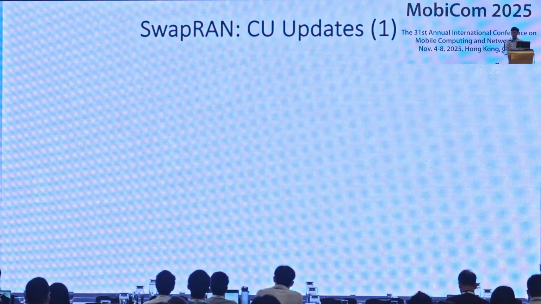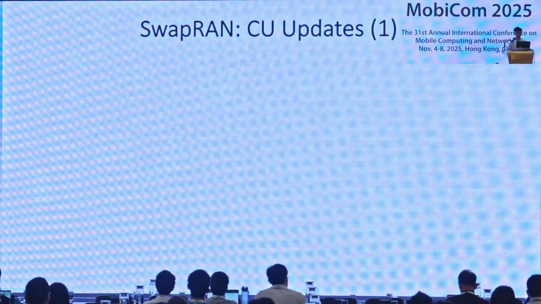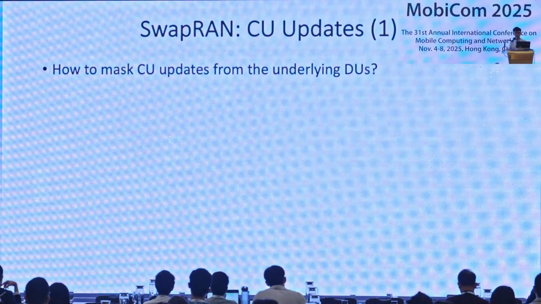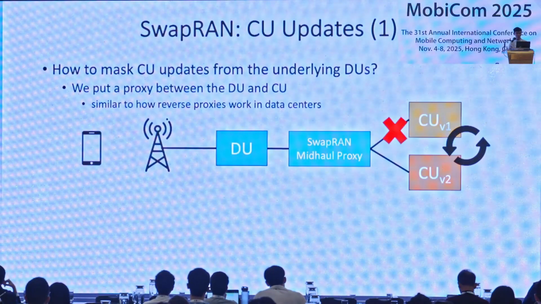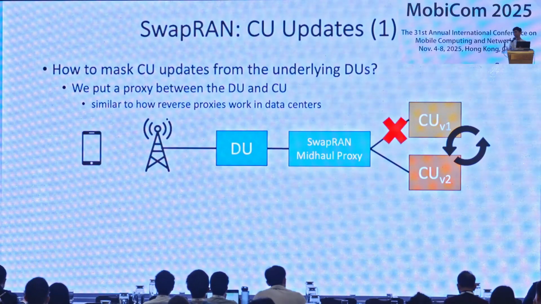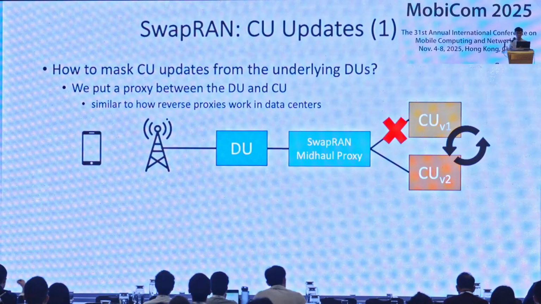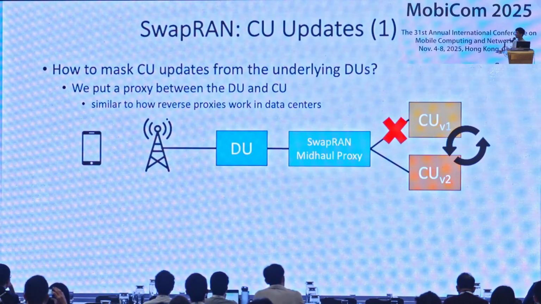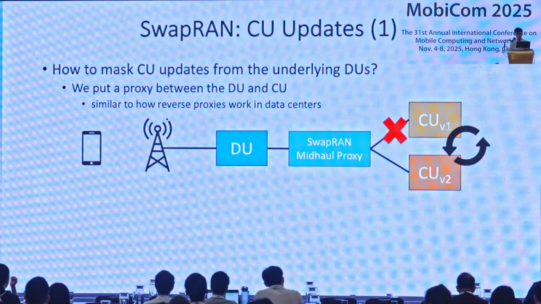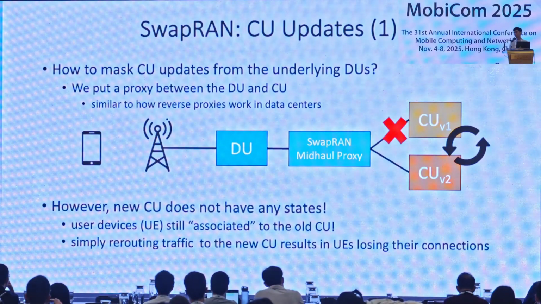As I mentioned just now, to mask the CU update process from the underlying DUs, we introduce a proxy. This is very similar to how reverse proxies work in data centers, where they mask the application from the end user. So now the DU is unaware of the CU being replaced, being updated in the background. But there is still a problem.